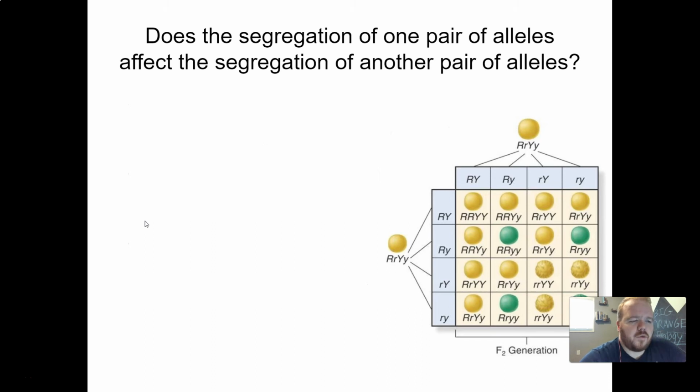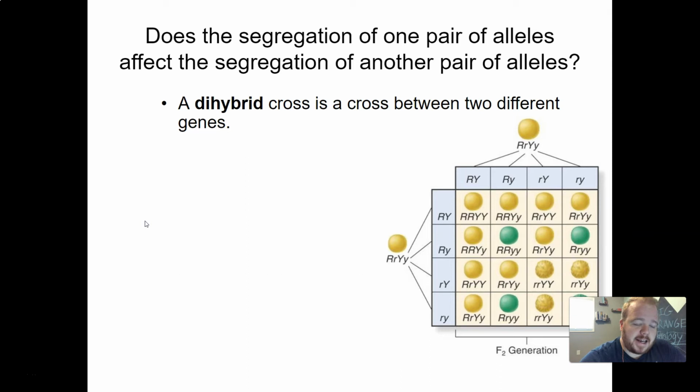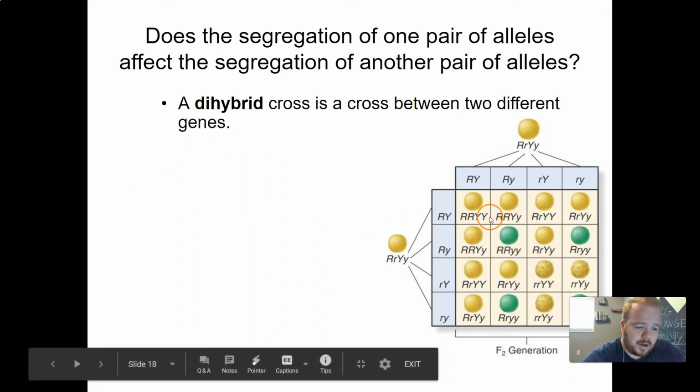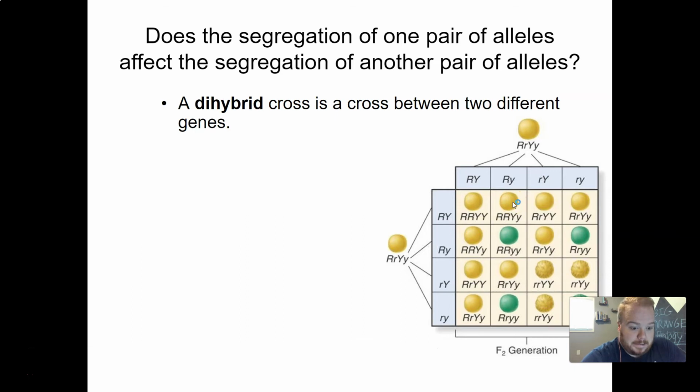Now, does the segregation of one pair of alleles affect the segregation of another pair? This is what we call a dihybrid cross. I'm not going to show you how to make one of these, mainly because they're really not necessary to talk about for our standards. However, we do want to talk about them in terms of concepts.